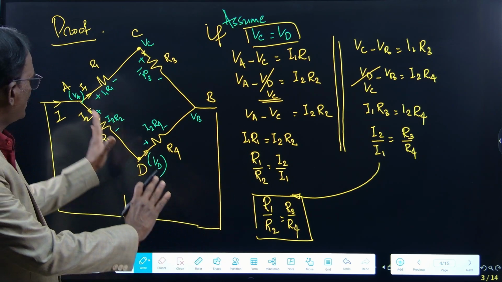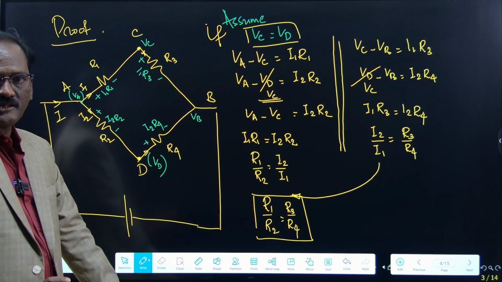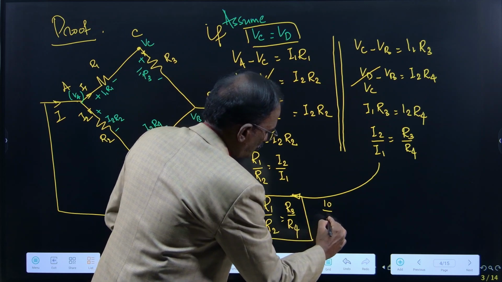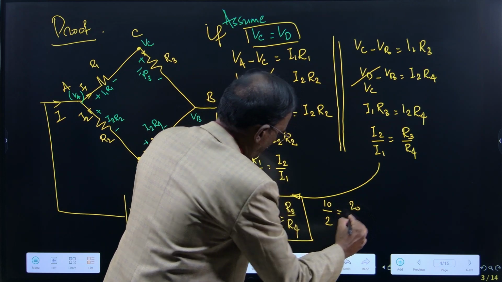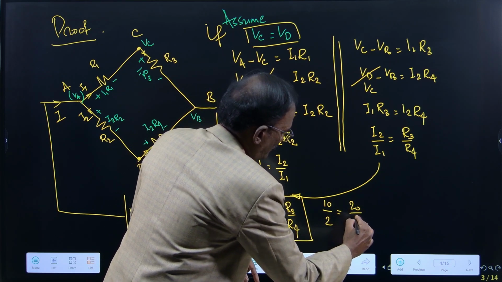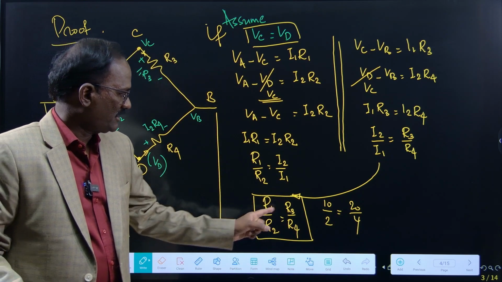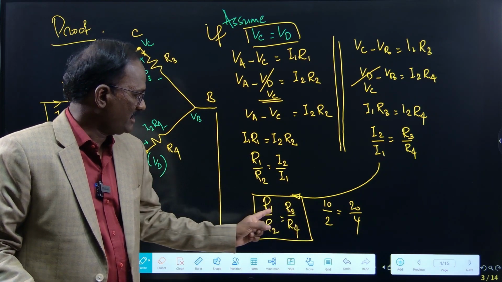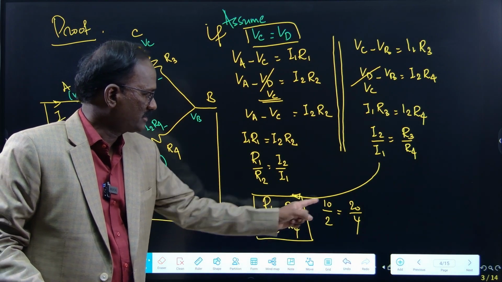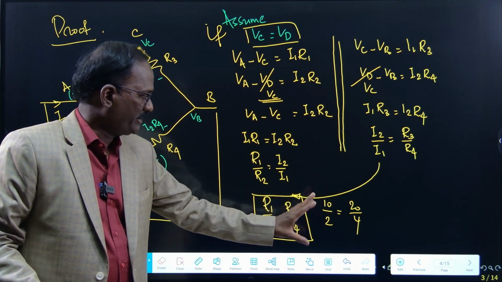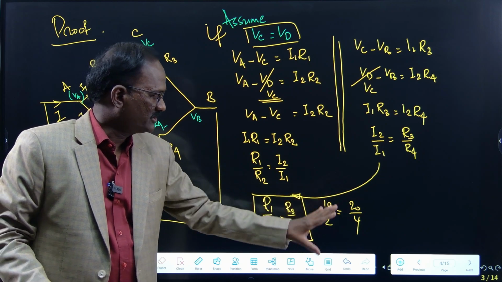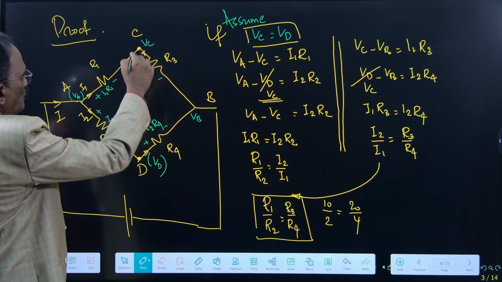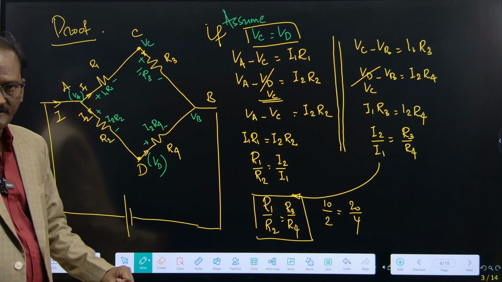Now, I have chosen the values R1 by R2 is equal to R3 by R4. Say R1 is equal to 10 ohms, R2 is 2 ohms, R3 is 20 ohms, and R4 is 4 ohms. Let us assume some numerical values. R1 is equal to 10, R2 2, R3 20, R4 4. 10 by 2 is 5, 20 by 4 is 5. So this is true. If I have such values, these two voltages will be same.